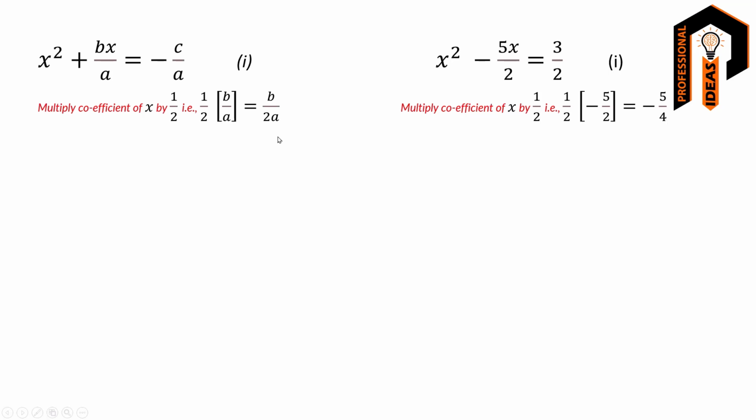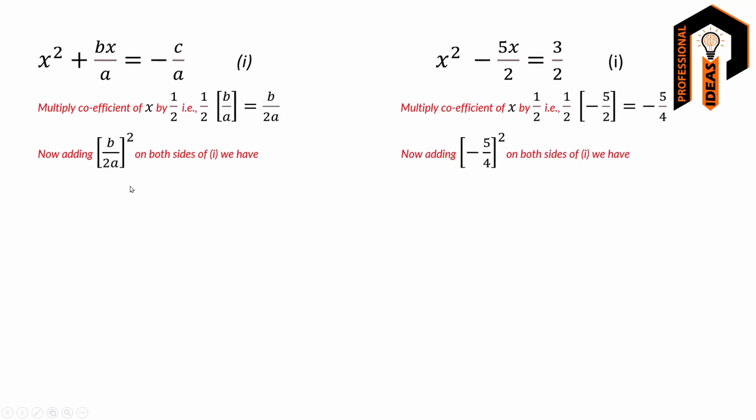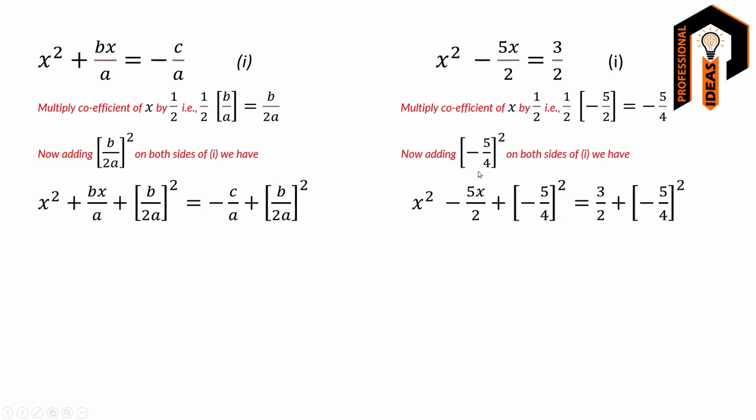Now adding b over 2a squared on both sides of equation number 1, we have x square plus b over a x plus b over 2a squared, that is equal to minus c over a plus b over 2a squared. And x square minus 5 by 2 x plus minus 5 by 4 squared, that will be equal to 3 by 2 plus minus 5 by 4 squared.